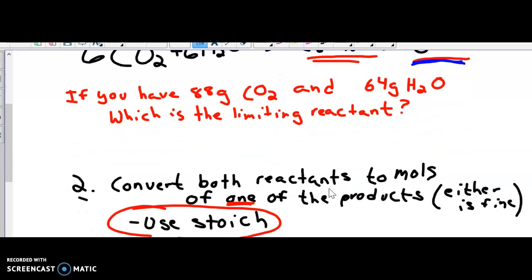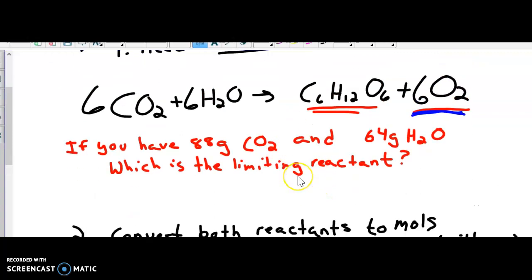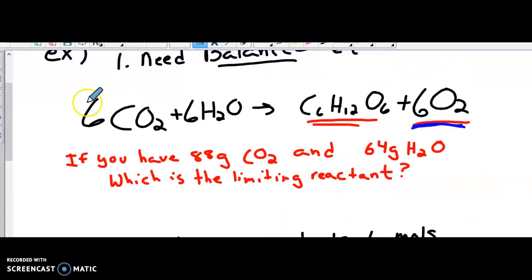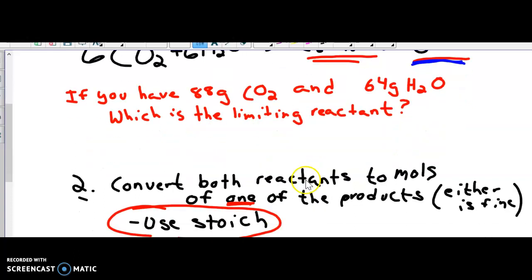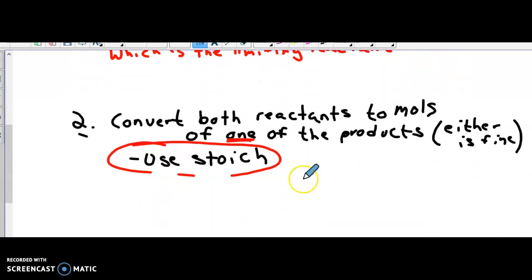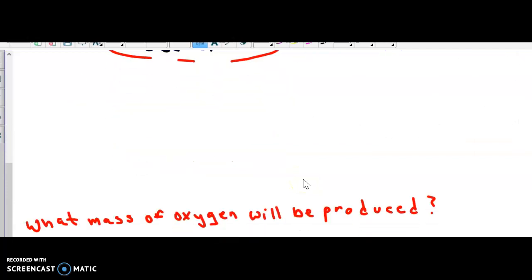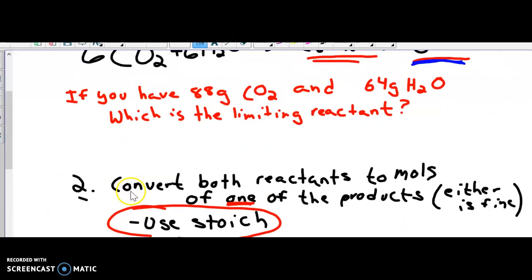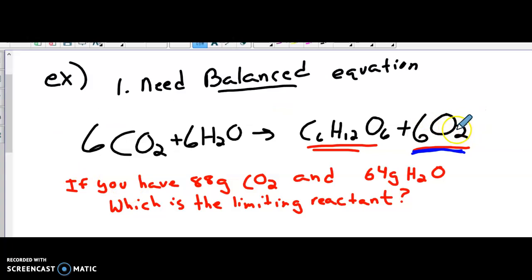To find that out, and I would be writing this down as I go, so pause as you need to, you're going to convert both of the reactants to moles of one of the products. Either product is fine. So I can figure it out to glucose or to oxygen. However, look further along, because often the question is going to continue where it asks you about a specific product. If I look down here, eventually I'm going to ask you what mass of oxygen will be produced. So it would make sense for me to go ahead and use oxygen as my product now, because I'm going to have to get to it later.